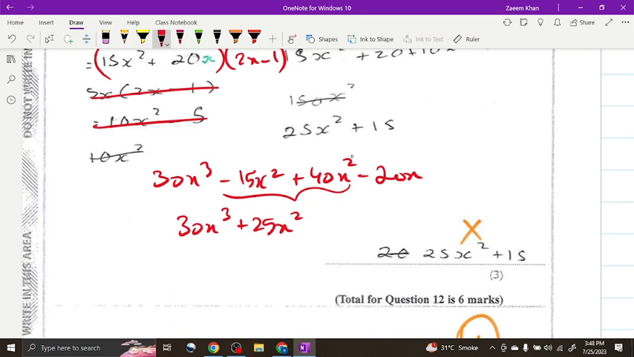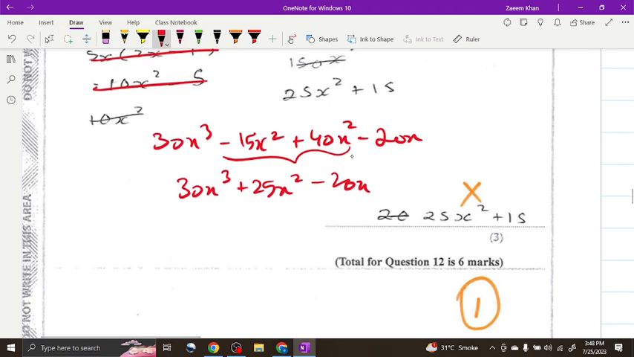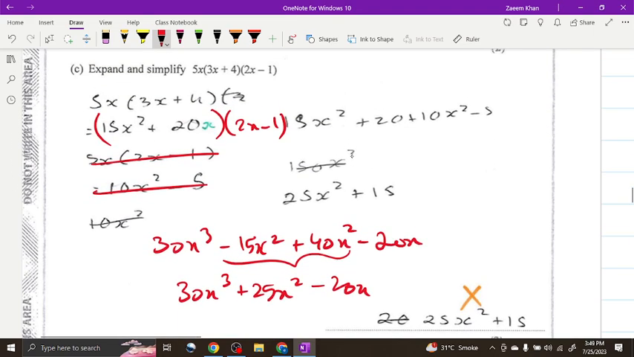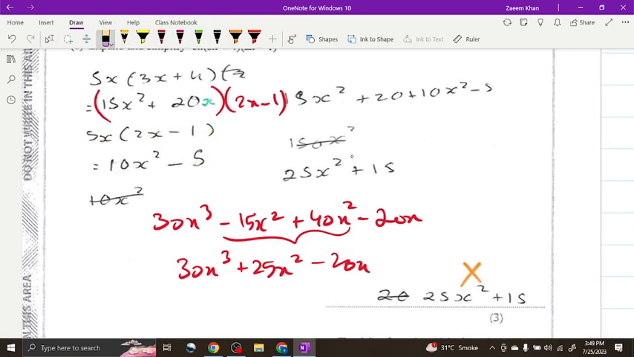Remember, you're adding a negative 15 to a 40. That's going to give 25x squared minus 20x. Expand and simplify. This is your answer. It's that easy. All you had to do was do two more steps. What you're doing over here, Rida, this process is called factorization. The one I'm highlighting in orange.